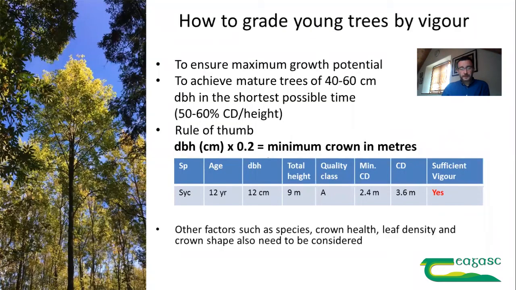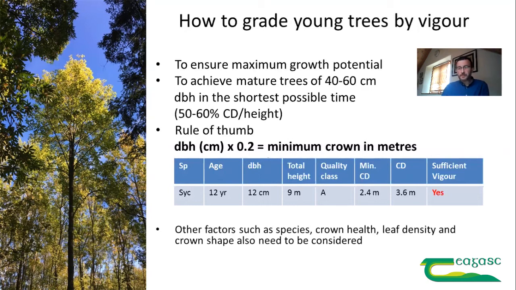So we've seen how quality is important in selecting our trees, but vigor is also paramount in order to ensure maximum growth potential going forward and to achieve mature trees of 40 to 60 centimeter diameter in the shortest possible time. So trees that have the highest possible quality stems with crown diameters of 50 to 60% of their total height as an ideal. Now, how do we measure vigor of our young trees?